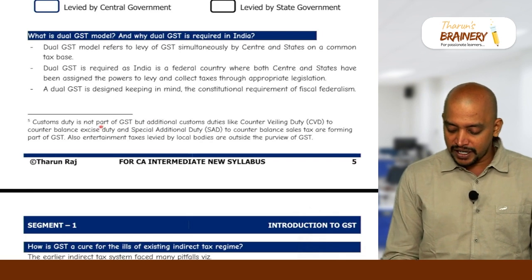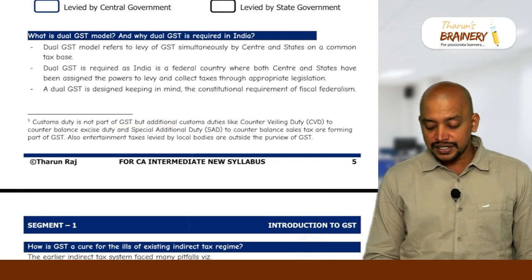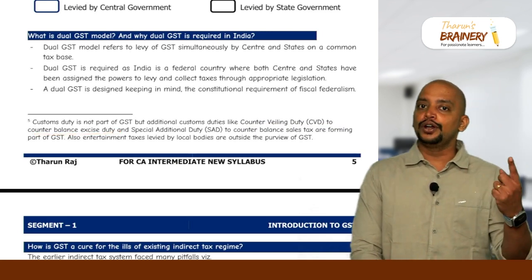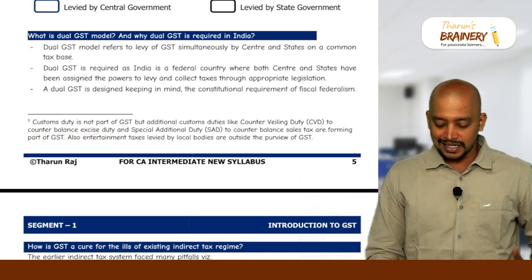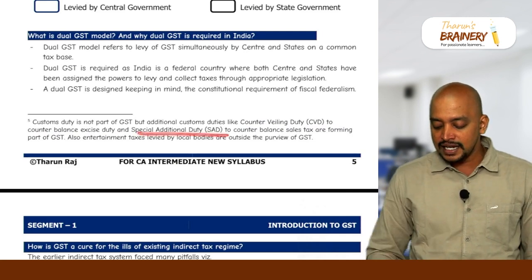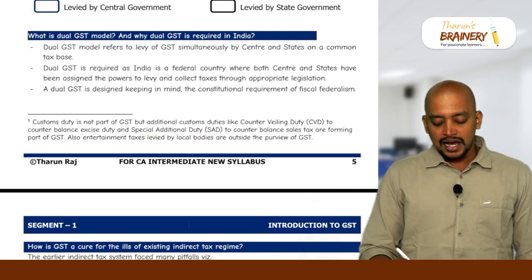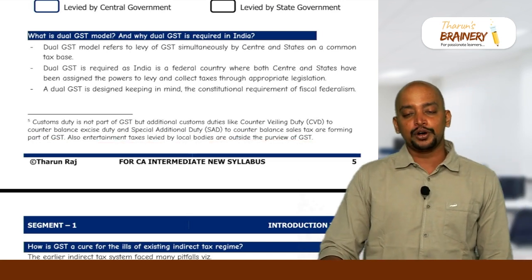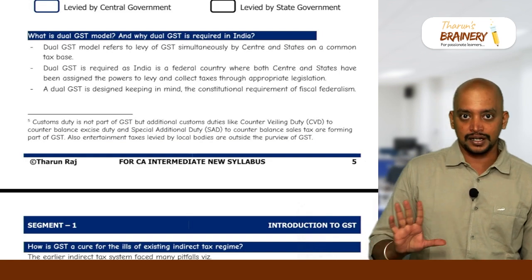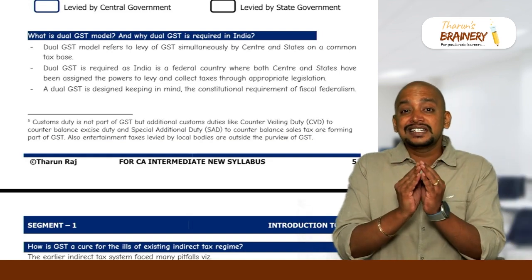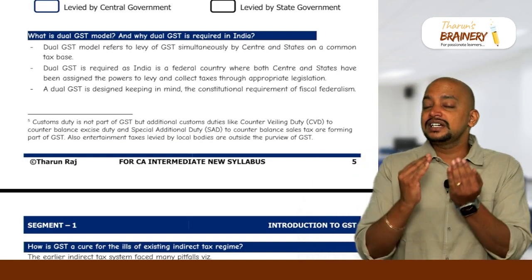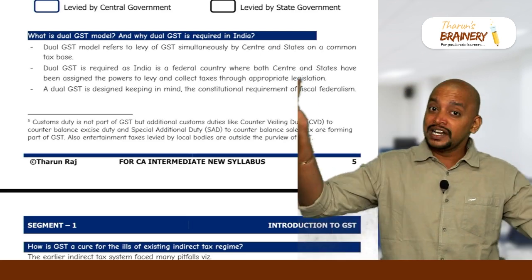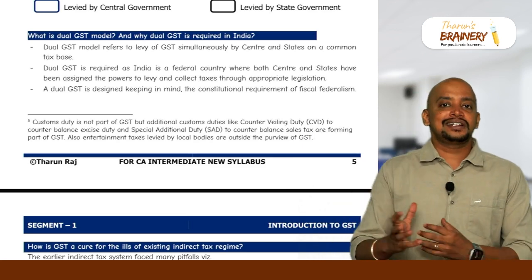Customs duty is not part of GST, but additional customs duties like CVD to counterbalance excise duty. Already I told you what CVD is. To counterbalance excise duty, and SAD to counterbalance sales tax, are forming part of GST. Also, entertainment tax levied by local bodies is outside the purview of GST. Okay, so that's how GST is formed. GST is not a new tax, but by subsuming various old indirect taxes, they have created GST.